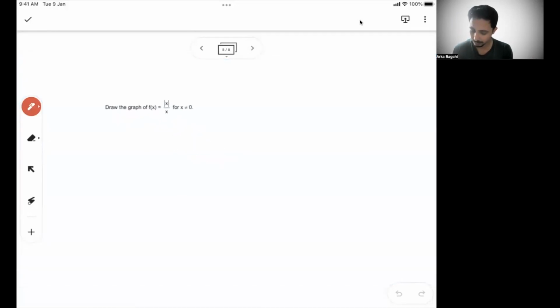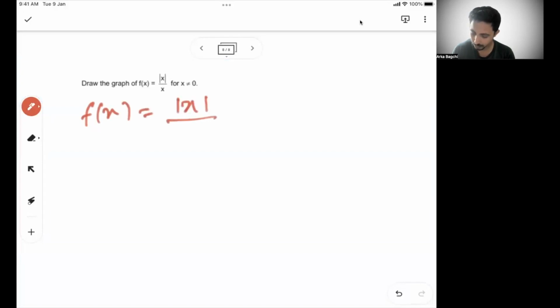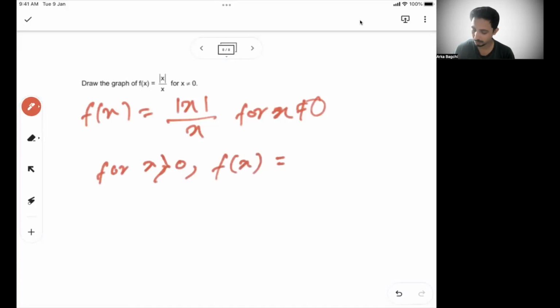Let's go to the last problem for today. It talks about f(x) equal to mod x by x for x not equal to 0, obviously, because if x equals 0, it will become infinite because you have x in the denominator. So can I say for x greater than 0, mod of x will be x only, and below also it will be x, so this will be 1. Think of x equal to 3, mod of x is also 3, the denominator is also 3, so it will get cancelled.